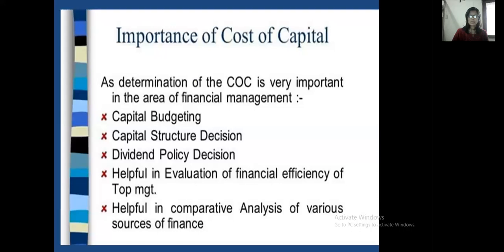That is the importance of cost of capital, why we are making it so important while considering the investment decision or while deciding the capital structure of any firm. As the determination of the cost of capital is very important in the area of financial management.